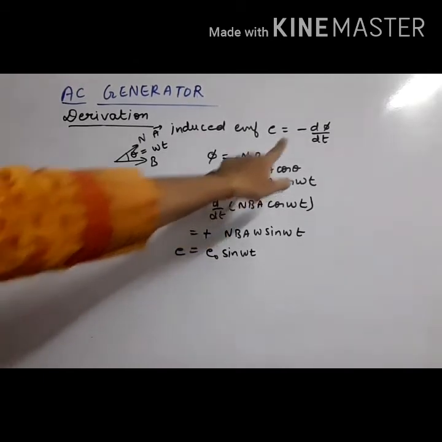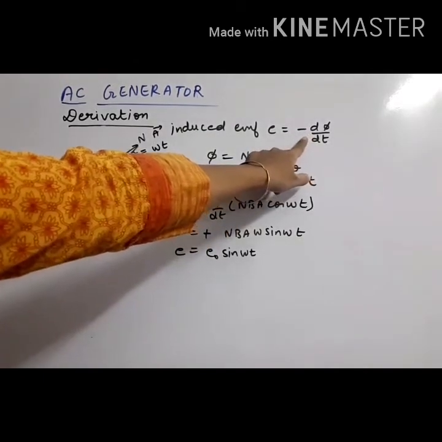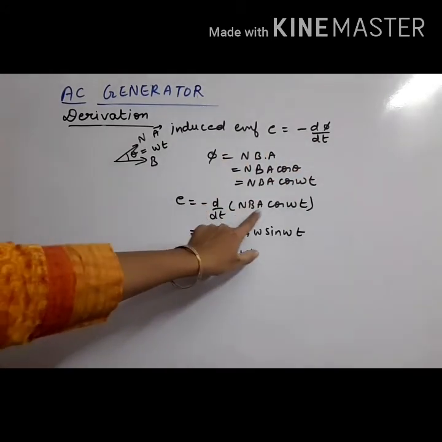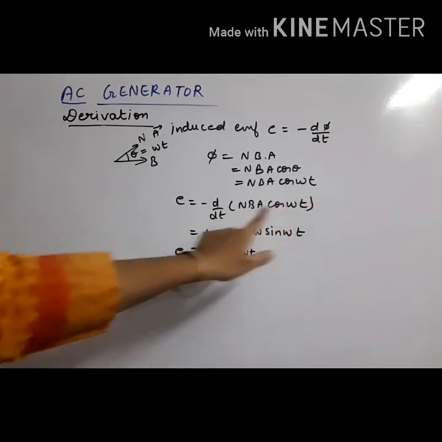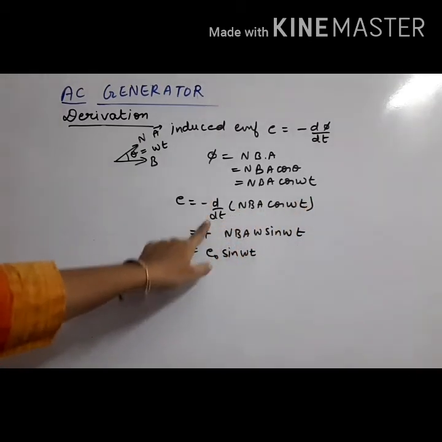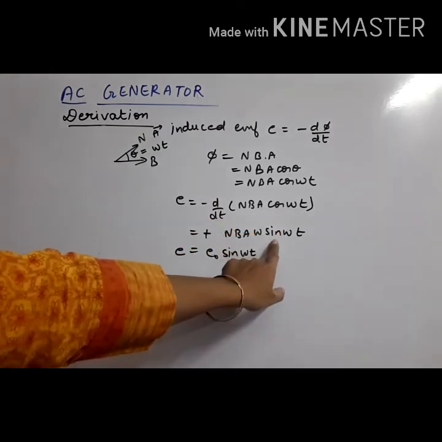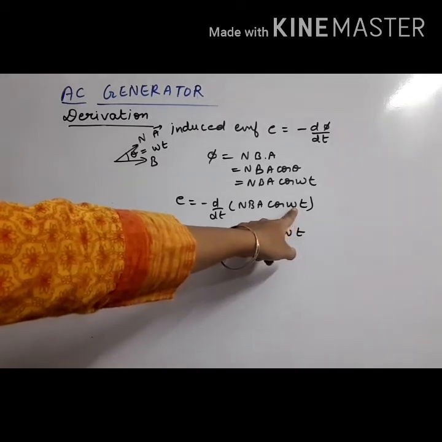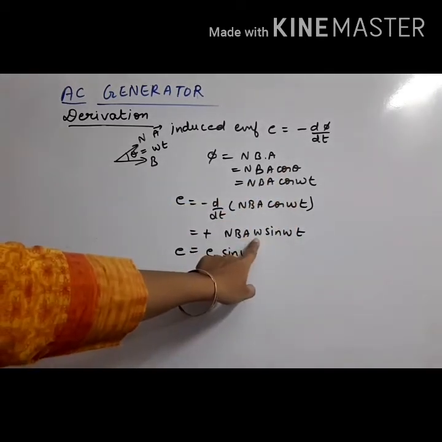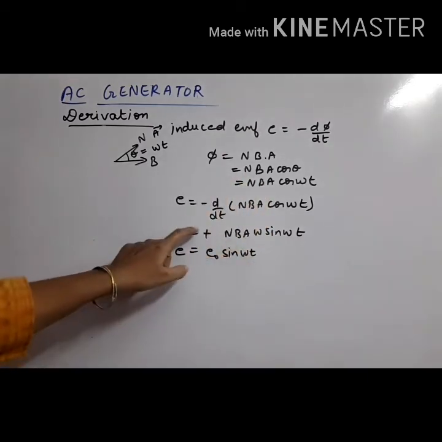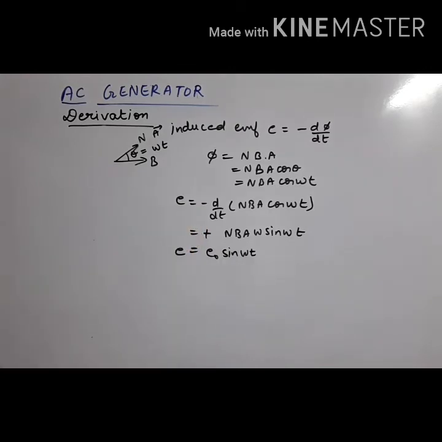Now we have to substitute in this minus d phi by dt. So let us start substituting. Minus d by dt as it is, phi formula is NBA cos omega t. Now NBA constant taken out. Differentiation of cos is sine, but here omega is also there with t. So omega, in differentiation we multiply the constant, so here omega will come. Cos differentiation is minus sine theta, so minus minus will become plus. I think you have understood this part.